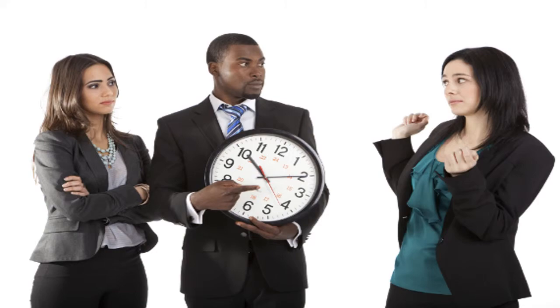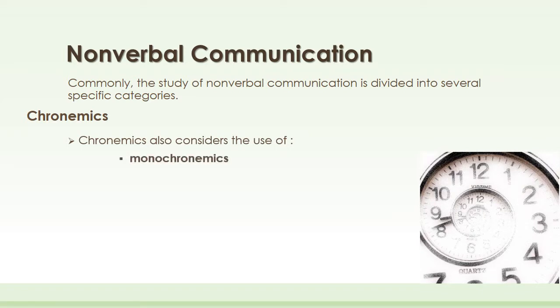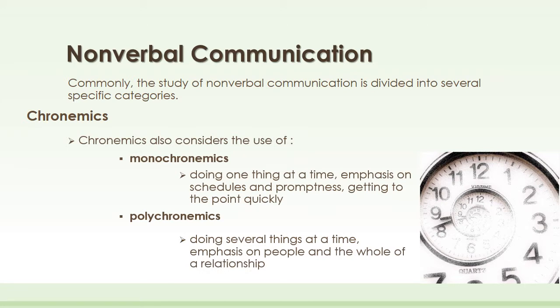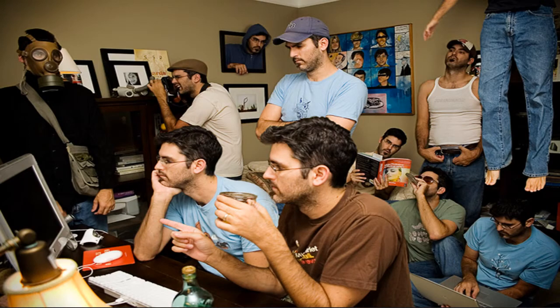Chronemics also considers the use of monochronemics, doing one thing at a time, emphasis on schedules and promptness, getting to the point quickly, versus polychronemics, doing several things at a time, emphasis on people and the whole of a relationship. Studies show that the monochronemic conversation, talking about one thing at a time, is common in Northern Europe and North America. Meanwhile, Latin American, Asian, Middle Eastern, and Mediterranean cultures are more likely to use polychronemic conversation. This is multiple conversations at the same time and frequent interruption by other speakers and listeners.